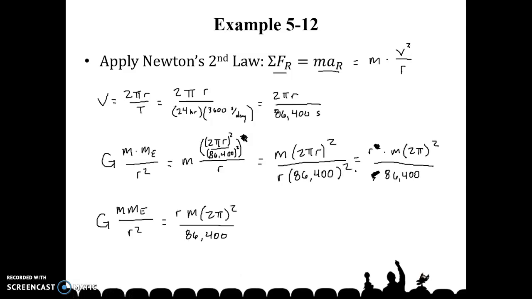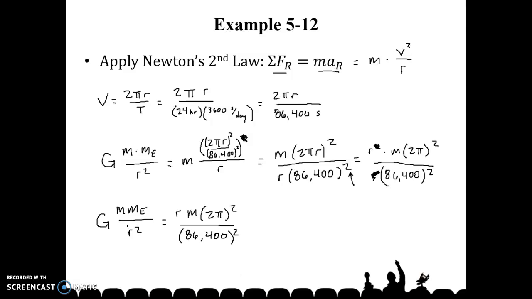Oh, and I just realized I made a slight mistake here. I forgot to continue to carry this squared. So that's something to watch out for. I've seen students do this as well, accidentally dropping an exponent throughout the solution of a problem. So it's 86,400 squared. So don't forget to keep carrying those exponents throughout the problem.